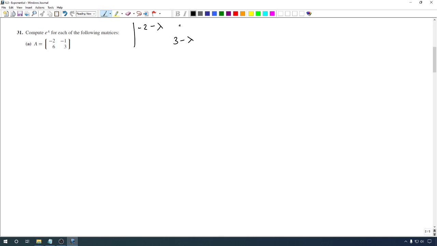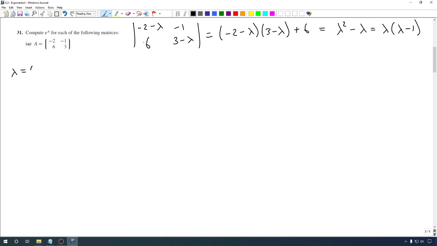So we'll take each of our diagonal elements and subtract lambda from them. Go ahead and take that determinant. If we expand this whole thing out, we end up with lambda squared minus lambda, which is just lambda times lambda minus 1. So here, because this has to equal 0, our eigenvalues are going to be 0 and 1, which already tells us this is diagonalizable, so we're not going to run into any issues.